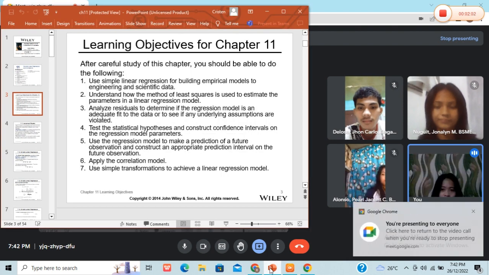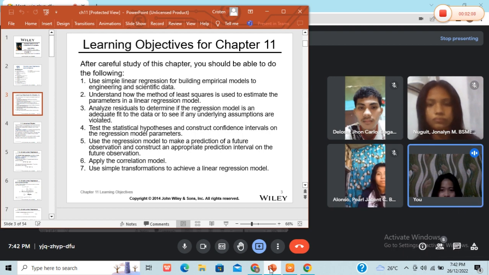And these will be our objectives for chapter 11. Number 1 is to use simple linear regression for building empirical models to engineering and scientific data. 2 is to understand how the method of least squares is used to estimate the parameters in a linear regression model. 3. Analyze residuals to determine if the regression model is an adequate fit to the data or to see if any underlying assumptions are violated.